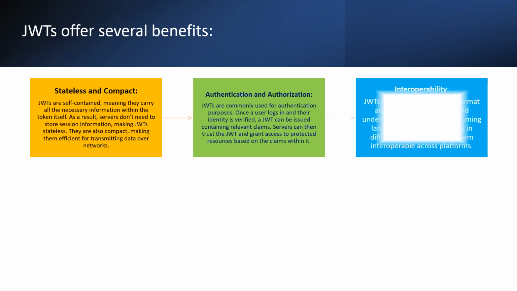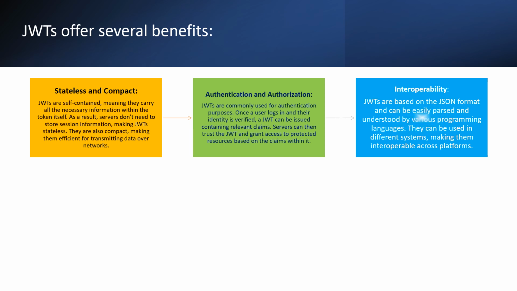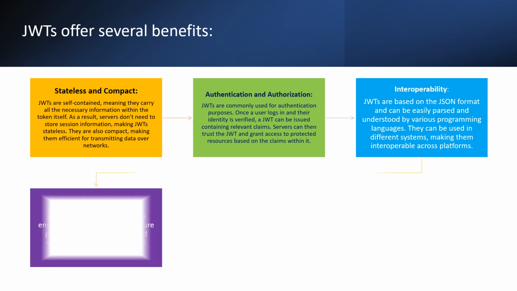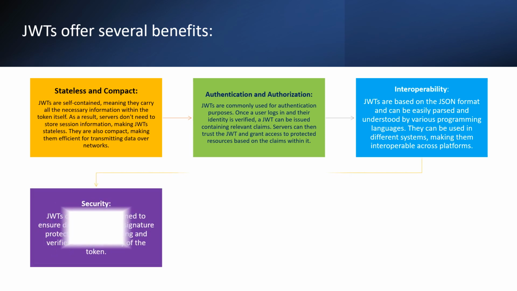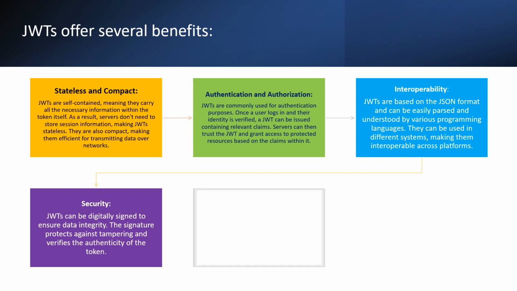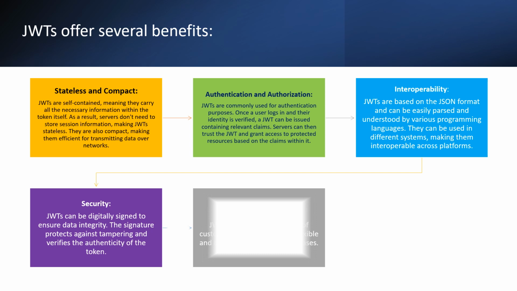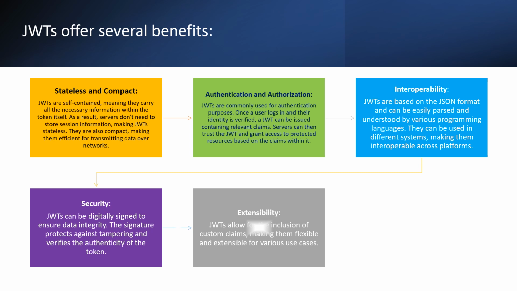Interoperability. JWTs are based on JSON format and can be easily parsed and understood by various programming languages. They can be used in different systems, making them interoperable across platforms. Security. JWTs can be digitally signed to ensure data integrity. The signature protects against tampering and verifies the authenticity of the token. Extensibility. JWTs allow for the inclusion of custom claims, making them flexible and extensible for various use cases.